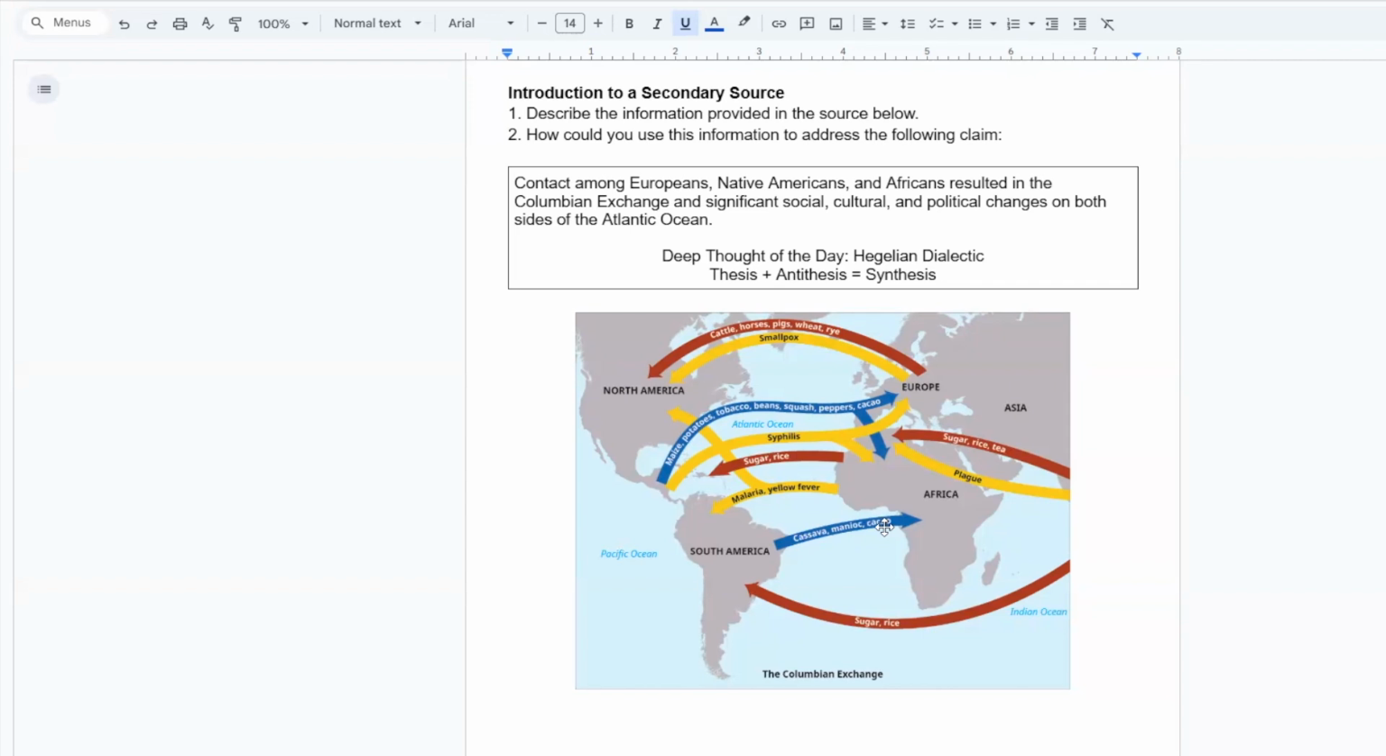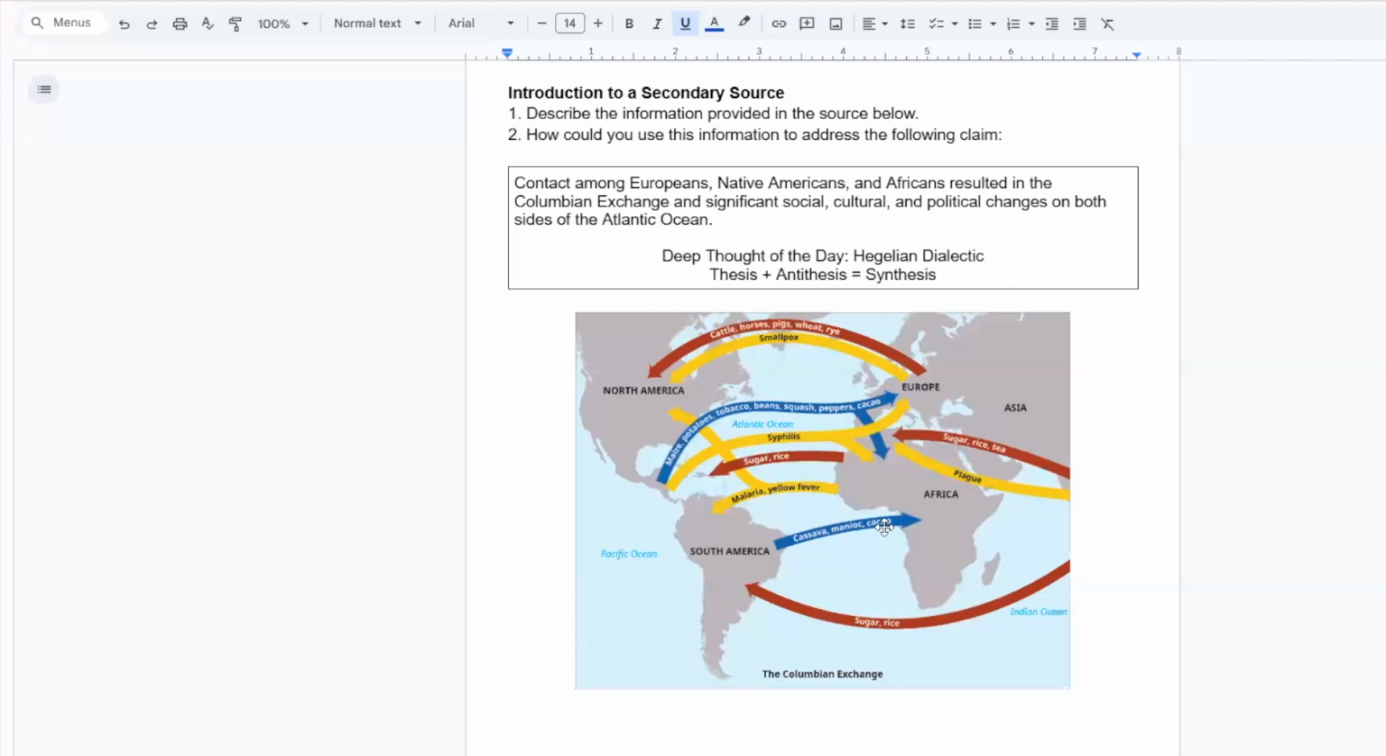I've got a secondary source. This means that this is a source that was created from primary sources. It is not itself from the time period. So I'm asking you to describe the information. So if you will, in that Google Doc, title this Introduction to a Secondary Source, and for the first ask, put a couple of sentences, 2 to 3 sentences here, describing the information, just what are you seeing being provided?